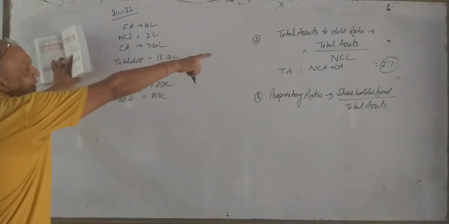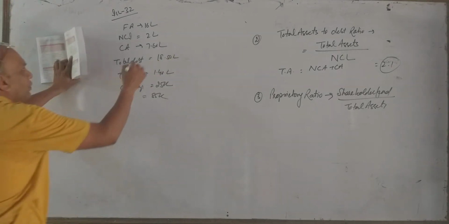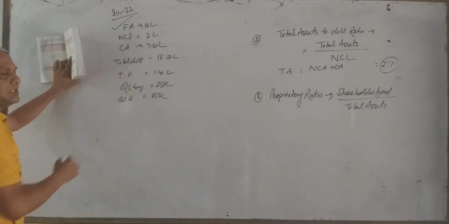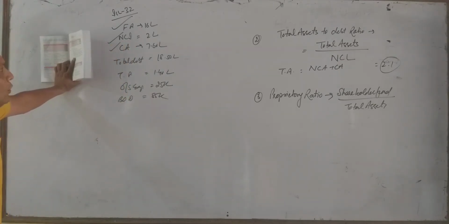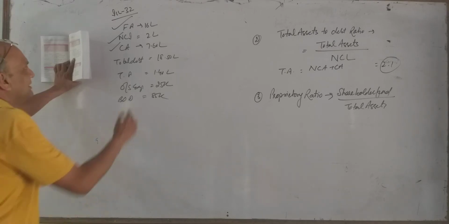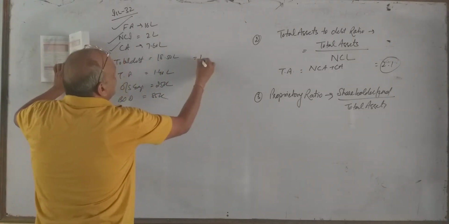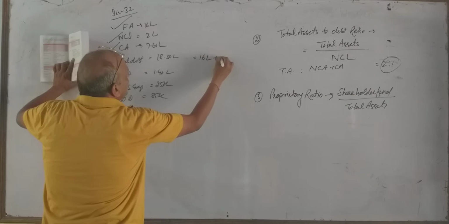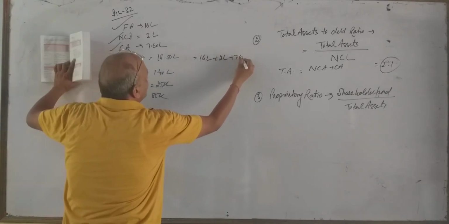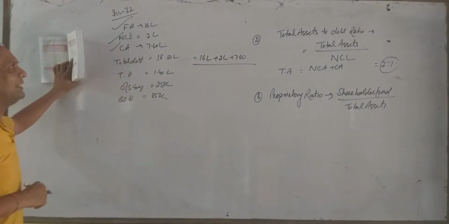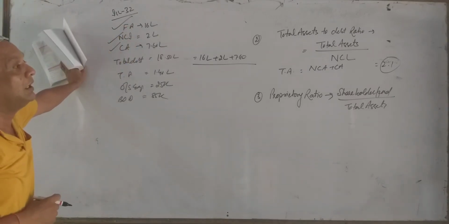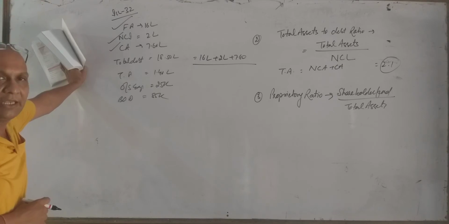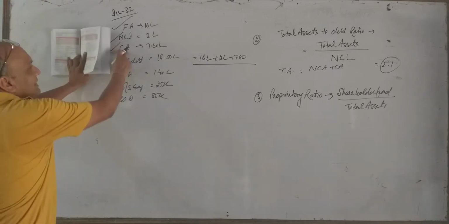Now as per the formula, we need total assets. So for total assets, we have fixed assets, non-current investment, and current assets. All these three items become our total assets: 16 lakh plus 2 lakh plus 7.60 lakh. So it becomes our total assets. Fixed assets and NCI, both make NCA, non-current assets, and this is current assets.